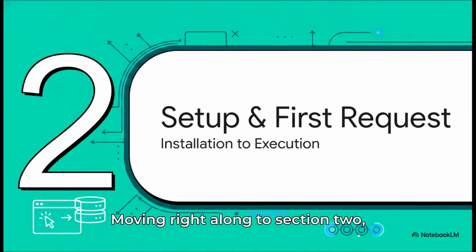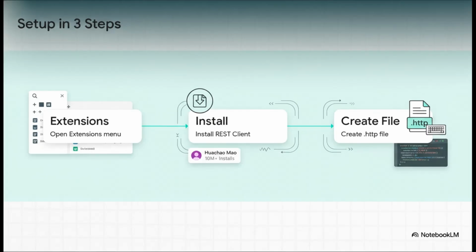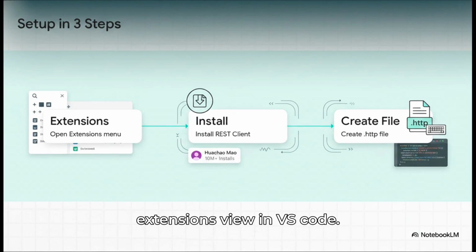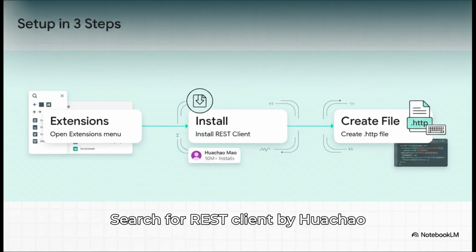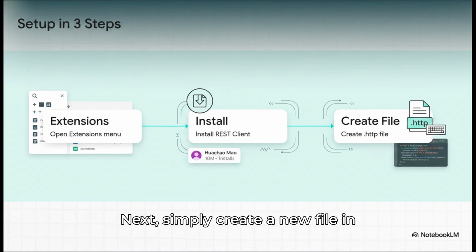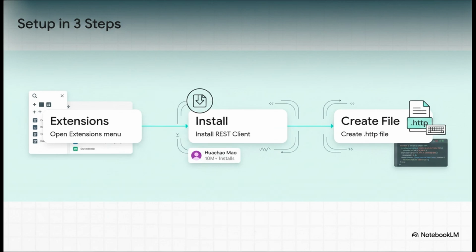Moving right along to section 2, setup and first request, from installation to execution. Okay, setting this up is super easy. Just pop open your extensions view in VS Code. You can use Ctrl-Shift-X for that. Search for REST client by Huachao Mao and hit install. Next, simply create a new file in your project workspace and give it a .http or .rest extension. Boom, that's the whole setup. You've instantly unlocked syntax highlighting and auto-completion.